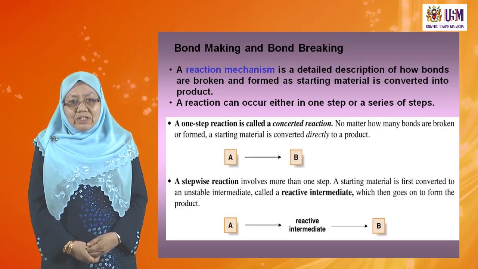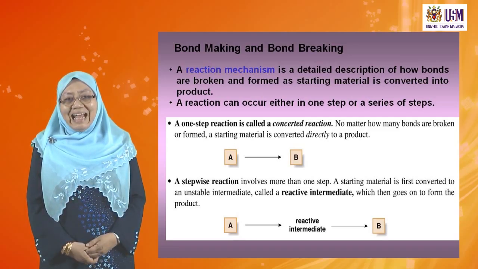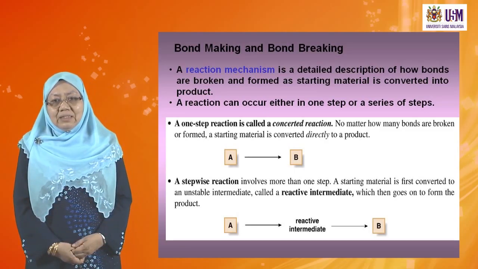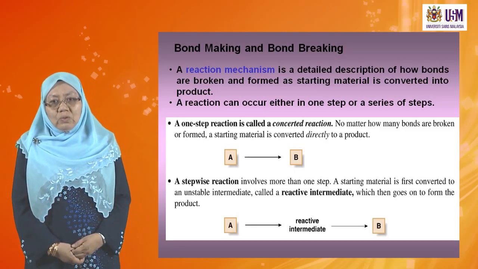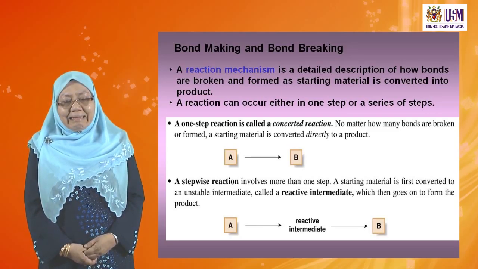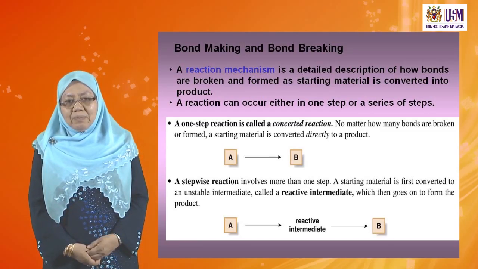A stepwise reaction involves more than one step. A starting material is first converted to an unstable intermediate called a reactive intermediate, which then goes on to form the product. As we can see in the diagram given, A becomes the reactive intermediate first before it becomes the product B.